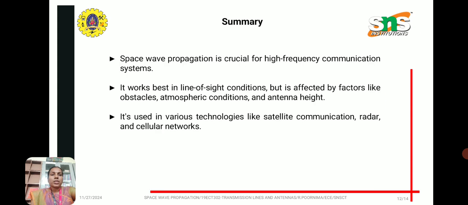So let's summarize this topic. Space wave propagation is crucial for high frequency communication systems. It works best in line of sight conditions, but it is affected by factors like obstacles, atmospheric conditions and antenna height. It is used in various technologies like satellite communication, radar and cellular networks.